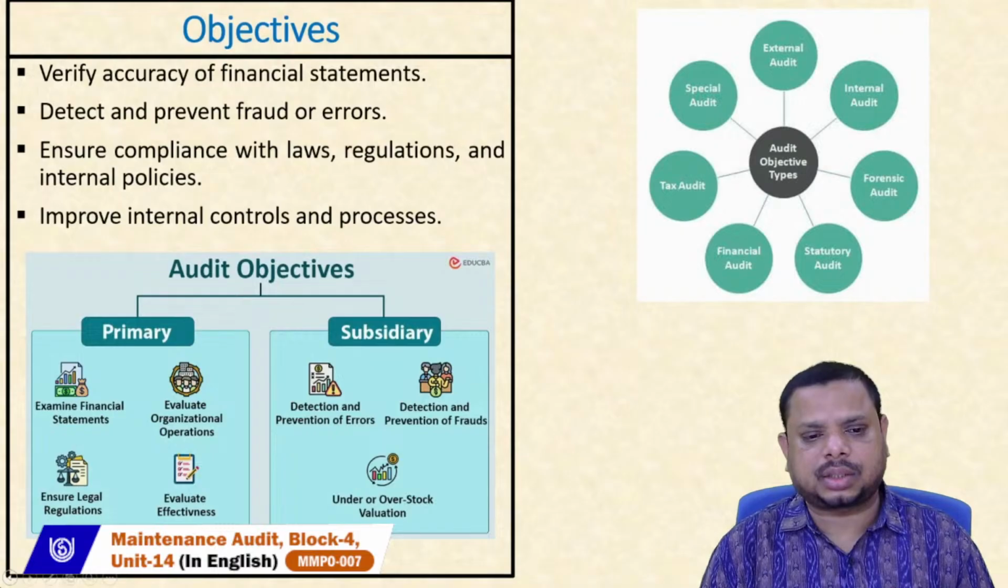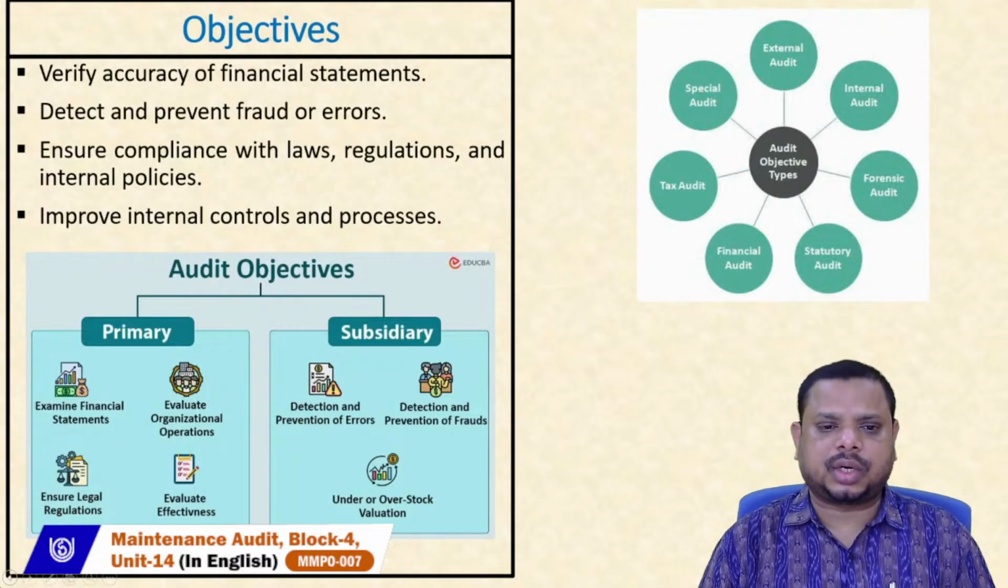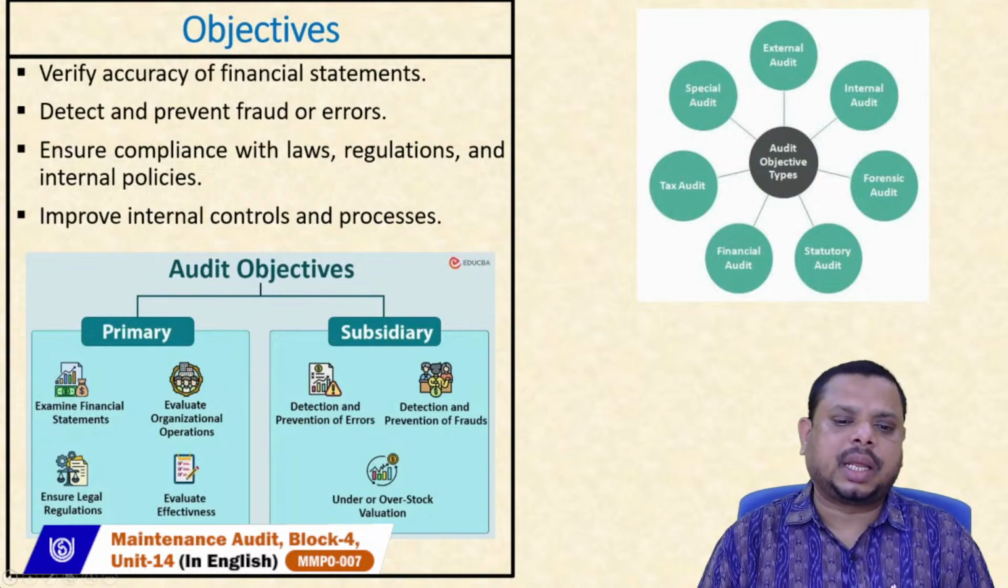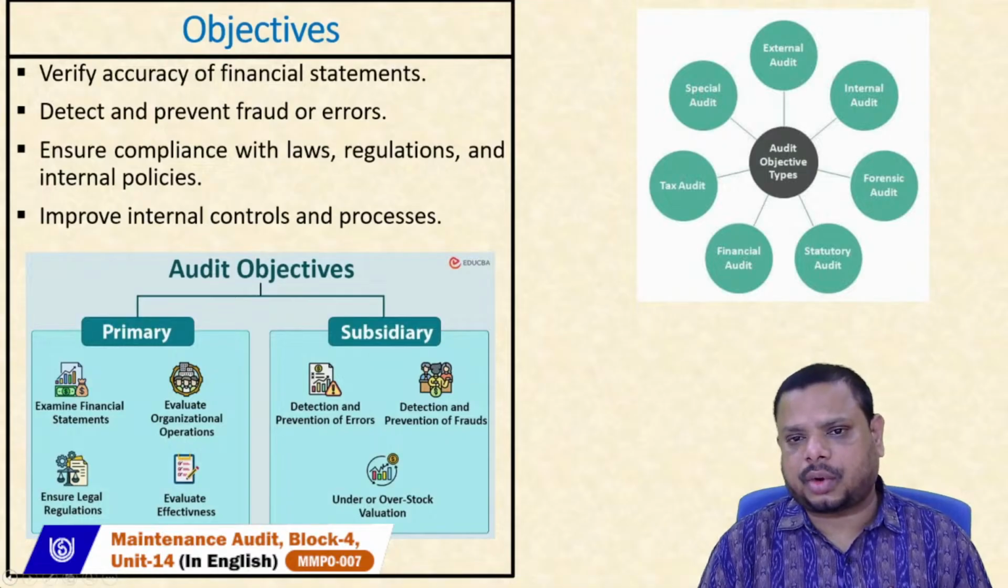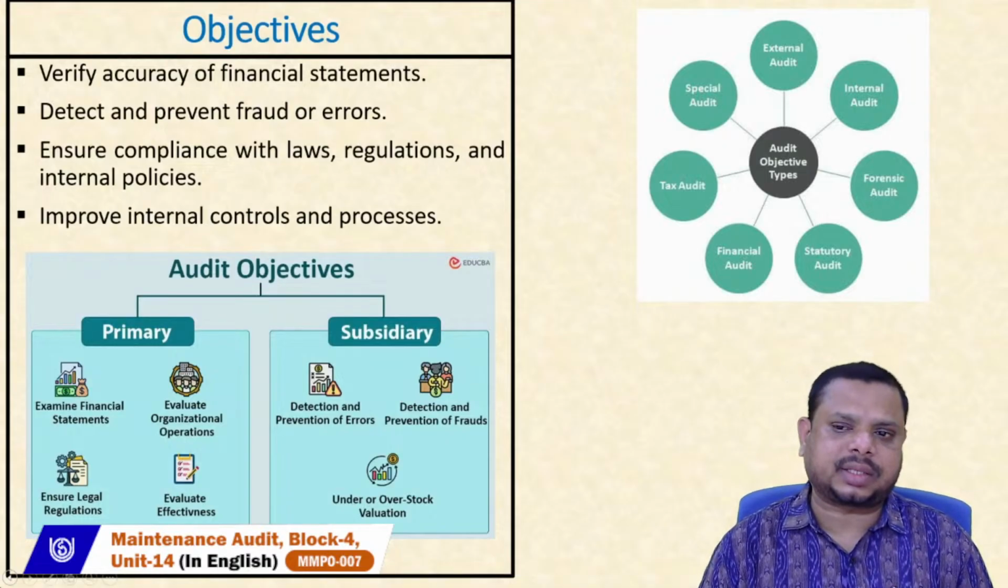The next one is the subsidiary audit. That means they have to detect and prevent errors. It is applied to the process where they have to identify various errors, and those errors should be properly eliminated from the process. This is one kind. The second one is detection and prevention of frauds. It directly deals with financial frauds or tax, which is basically conducted under the tax audit or financial audit.